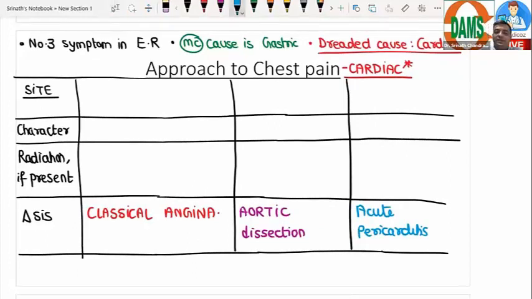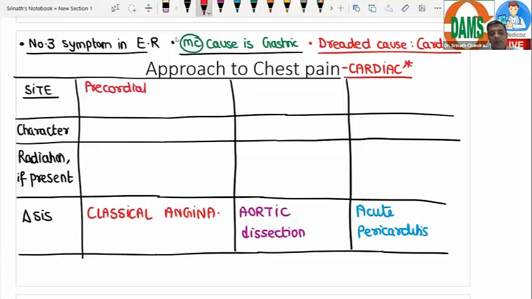In the emergency, chest pain is a common symptom, but the most common cause is gastric, which is not dangerous. When we talk of the ER, we are always looking at the dreaded cause of chest pain, and that is cardiac. So how will you say that it is classical angina? Classical angina when the site is precordial, or it could be substernal. What is typical is that it is heaving or constricting in nature, which gives rise to the characteristic Levine's sign.